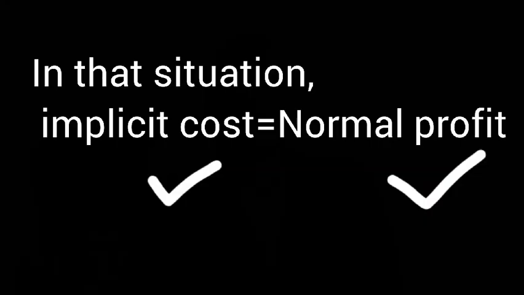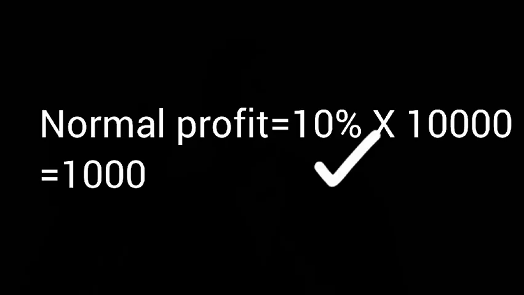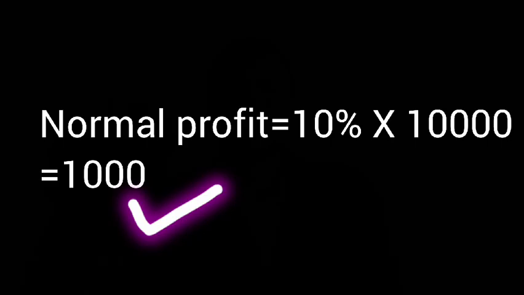So implicit cost, in another word, is normal profit. Normal profit is a profit that is obtained when maybe you have capital you are going to invest in the bank. After 1 year, you will get maybe 10%. Your money will increase by 10%. That 10% we call normal profit.